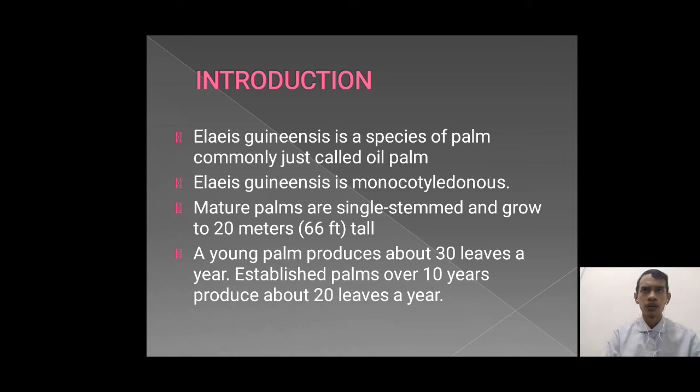So, as we all know, the Elaeis guineensis production can last until 25 years. So, it is the common crop that has always been used in Malaysia.